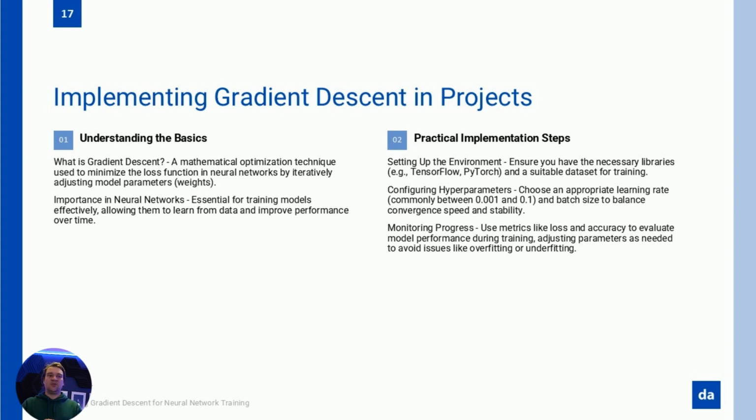A dataset that fits your use case, whether it's image classification, text processing, or regression. The quality of your data is just as important as the algorithm itself. Pro tip: start with a simple dataset like MNIST or IRIS to build confidence before scaling up to more complex tasks. Next, it's time to configure the hyperparameters.